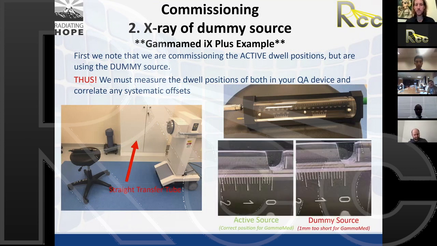So if we zoom up on the measurements, here we have the active source, which you don't have to realize what the measurements are, but for the Gamma Med system, this is spot on. It's a perfect measurement. It's exactly where it's supposed to be. For the dummy source, however, you can see the end of the dummy source at this red line and the end of the active source here. The dummy source is 1 millimeter too short. So we have a systematic offset between our dummy source in my clinic and the active source. So we need to take this into consideration when we're doing our commissioning. I'll elaborate on this in further slides.